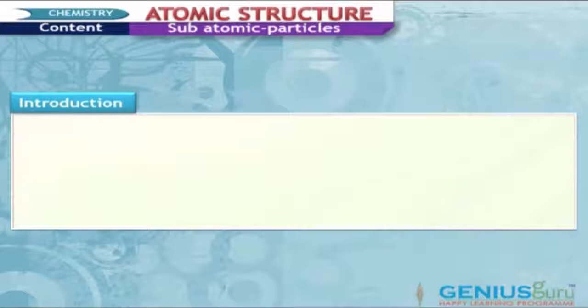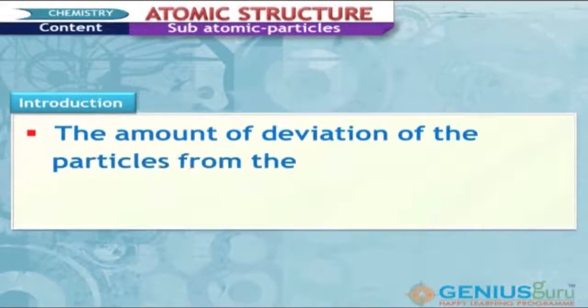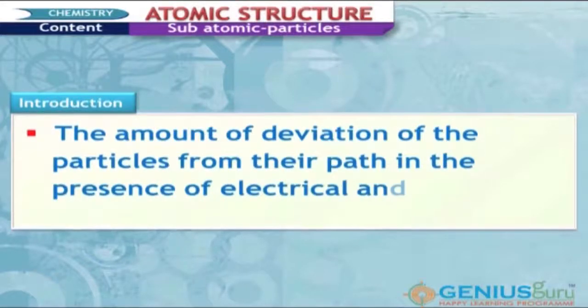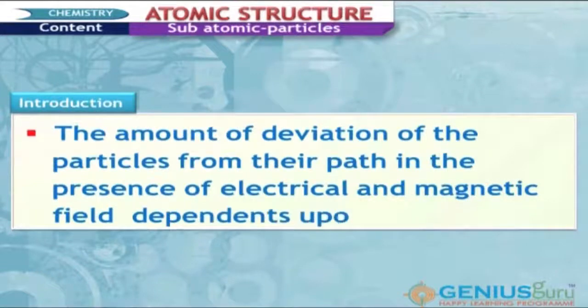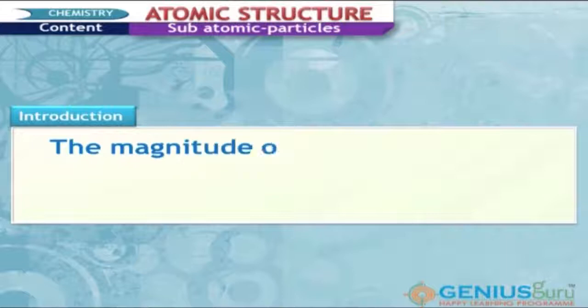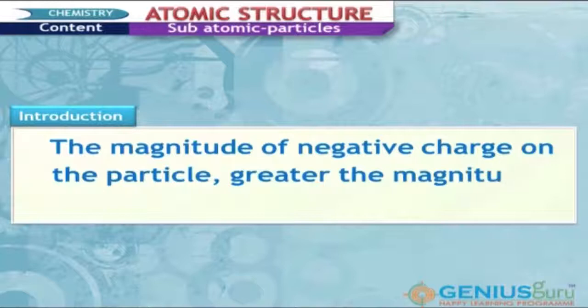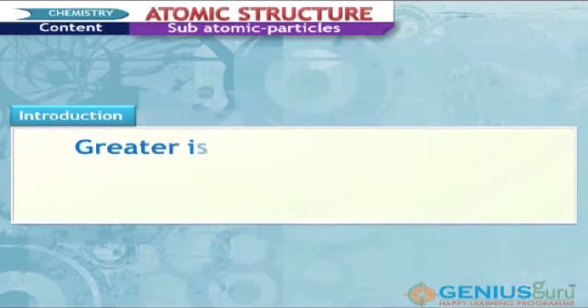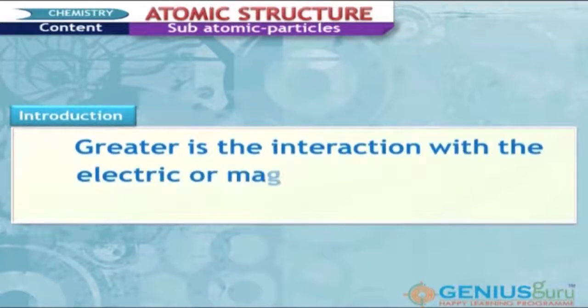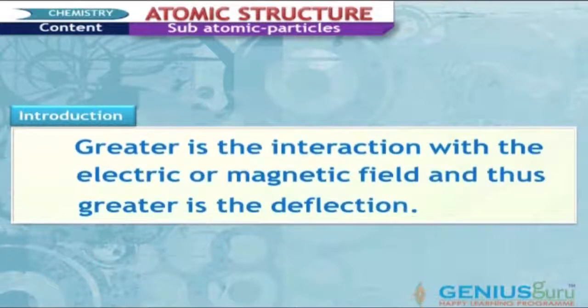Now the observations drawn by J.J. Thomson from this experiment: the amount of deviation of the particles from their path in the presence of electric and magnetic fields depends on the following three factors. The first one is the magnitude of negative charge on the particle. The greater the magnitude of the charge on the particle, the greater is the interaction with the electric or magnetic fields, and thus greater is the deflection. So this is the first important observation made by J.J. Thomson.